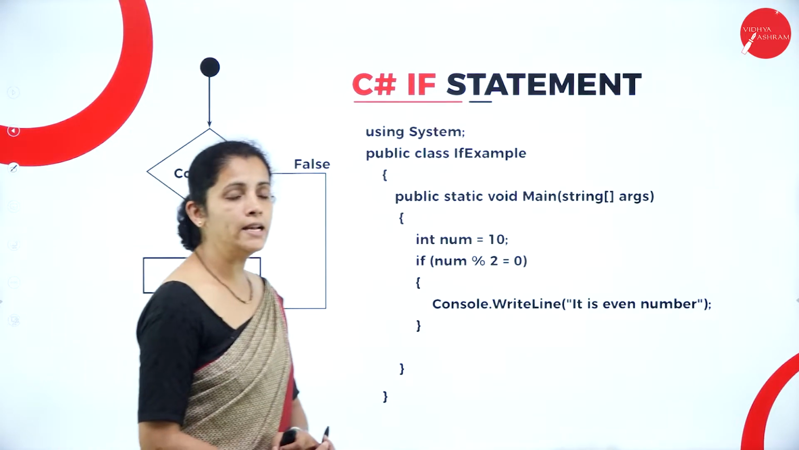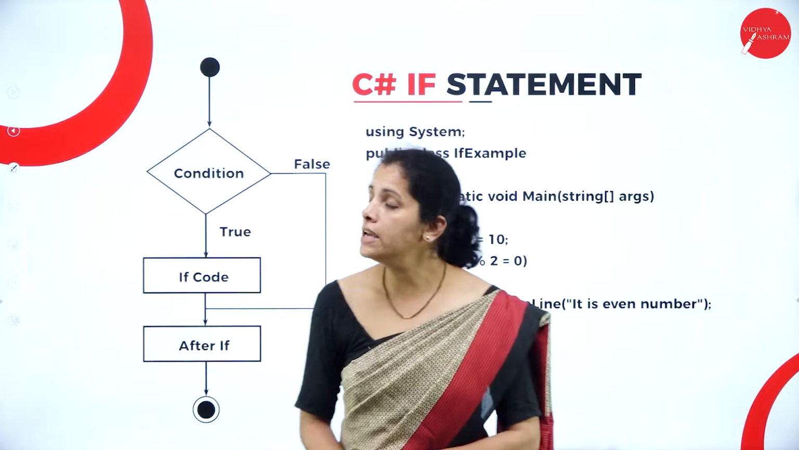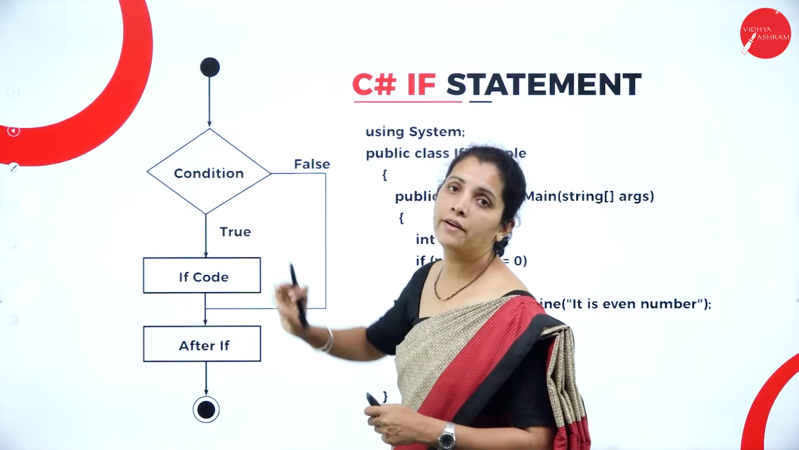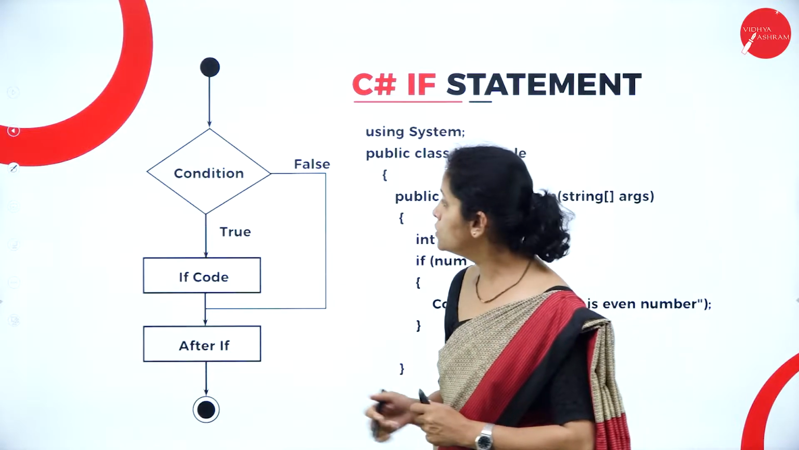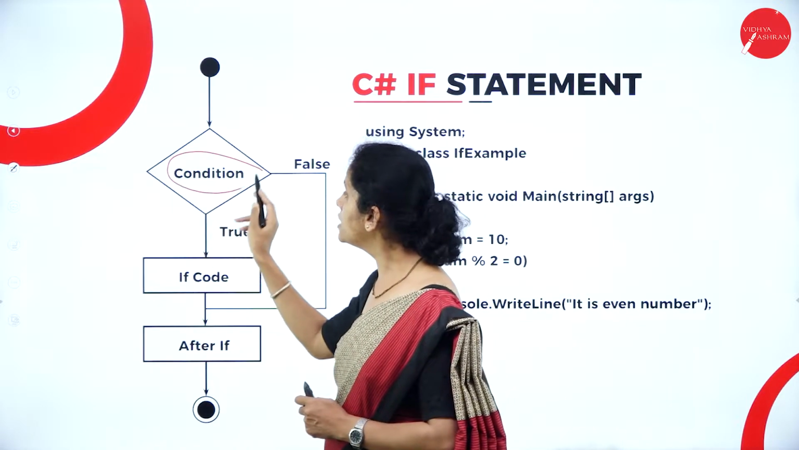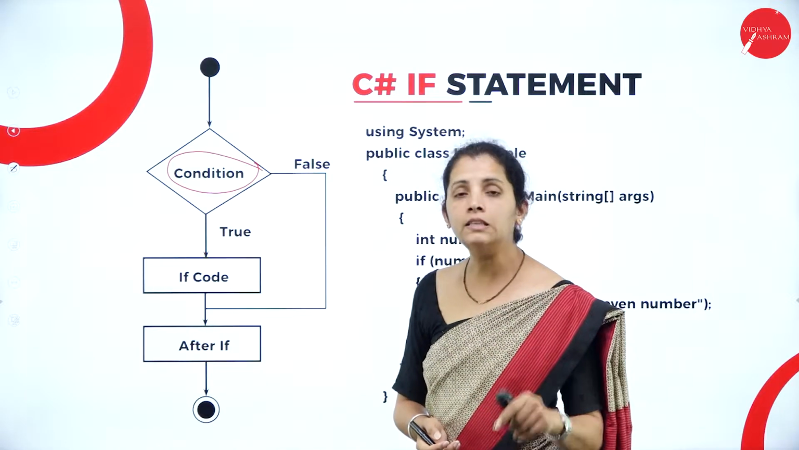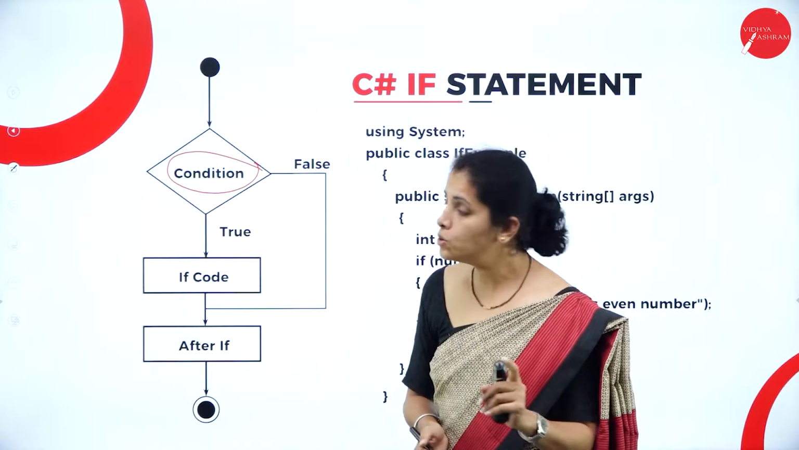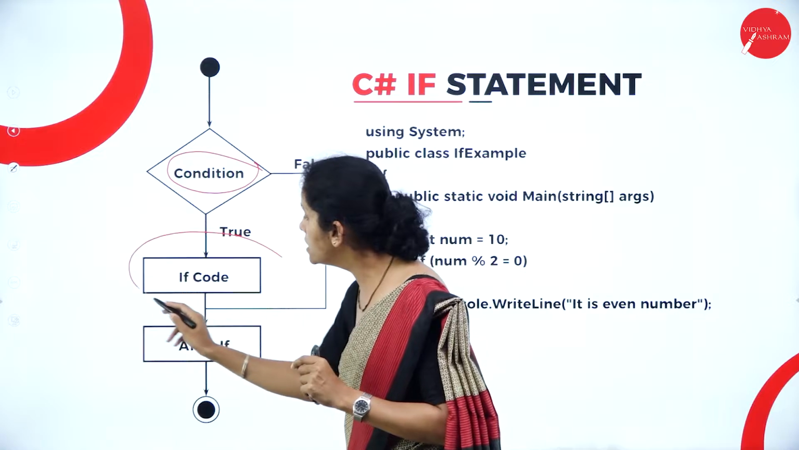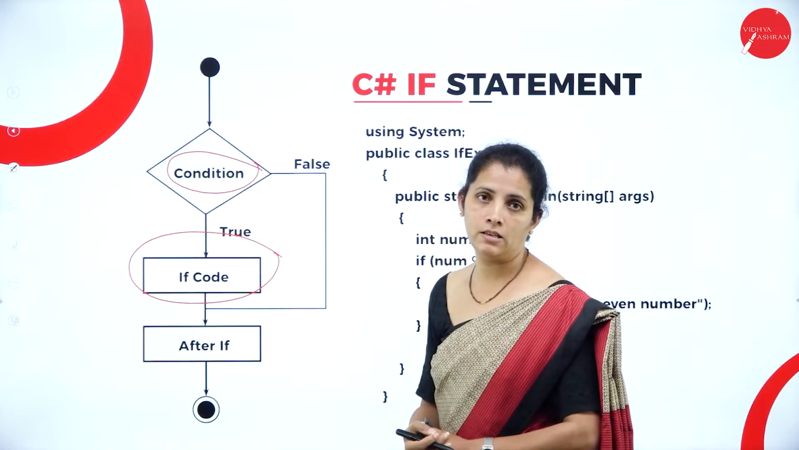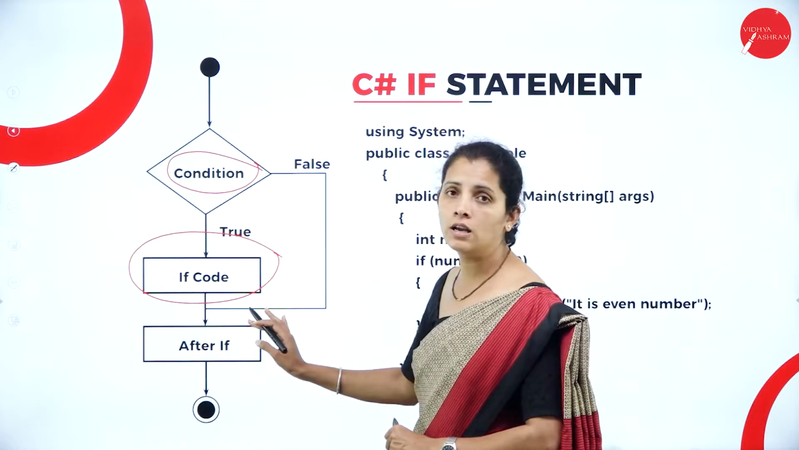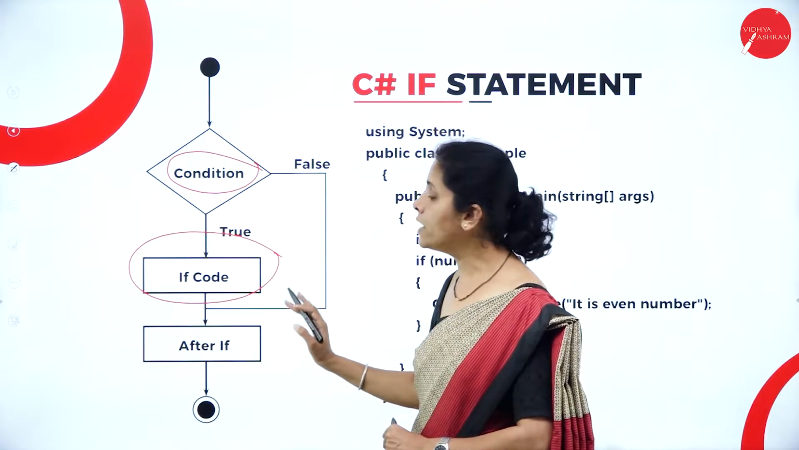So dear student, now I have the flow chart. So this is the flow chart for the if statement. So dear student, I'm going to write the condition here. If the particular condition is true, what do I want to do? I want to execute the statement. If the particular condition is wrong, then what do I want to do?